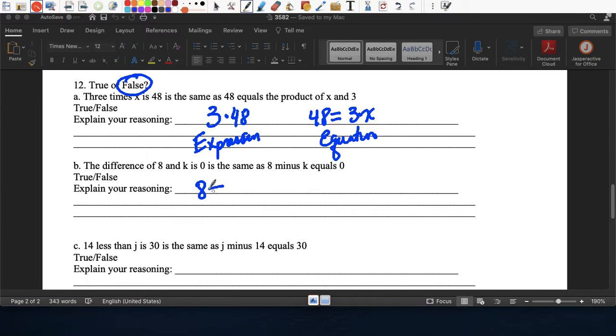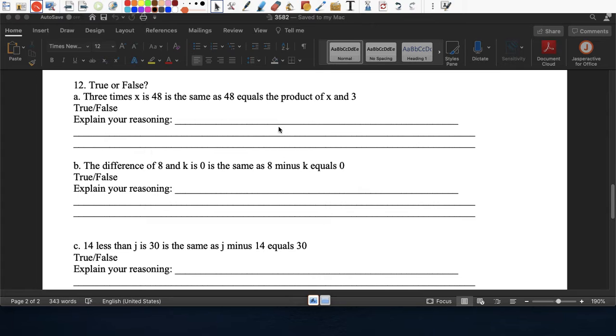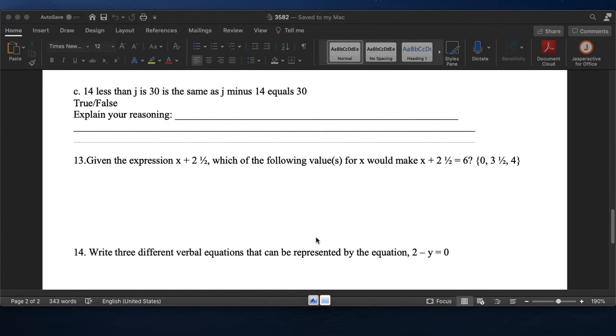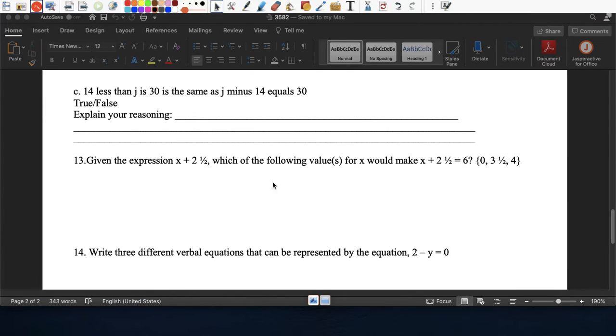13. The difference of 8 and k, the difference, what is difference? First of all, it's subtraction, right? Of 8 and k is 0. And is that the same thing as 8 minus k equals 0? So is this and this the same? And the answer is true, right? We can write it and you can see they're both the same.